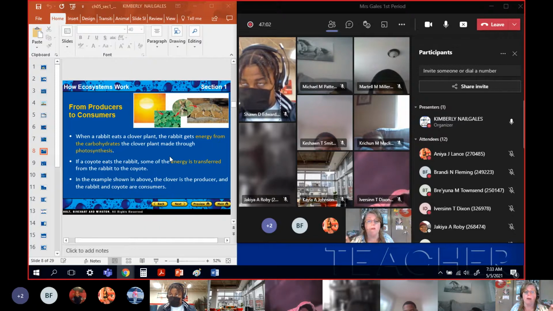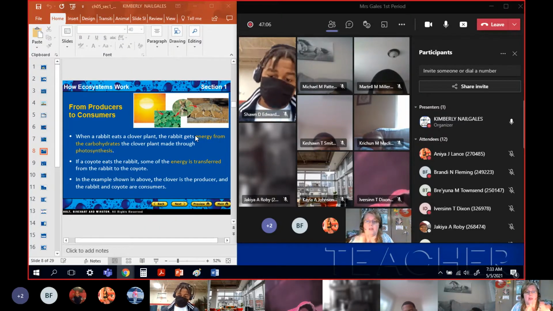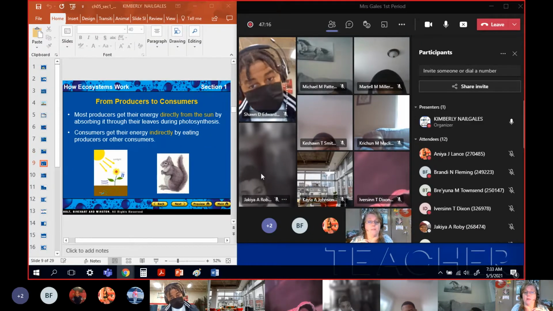All right, so when a rabbit eats a plant, the energy is what's transferred. The energy from the clover it eats gets transferred up to the rabbit. And then when the coyote eats that, the energy goes. All right, so the energy is transferred up as things are eaten. Technically, it's the energy from the sunlight. Okay, the energy from the sunlight is what the plants took.